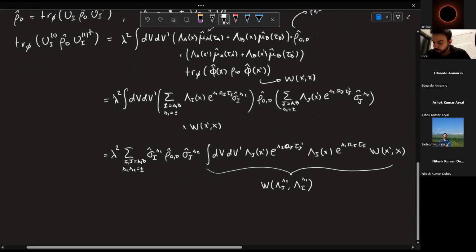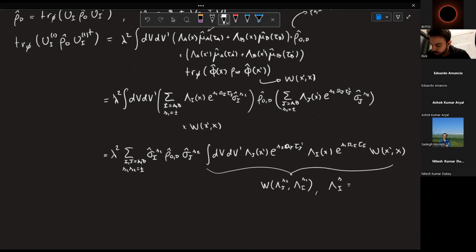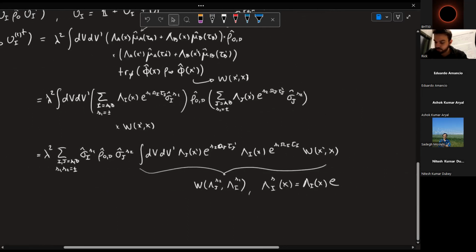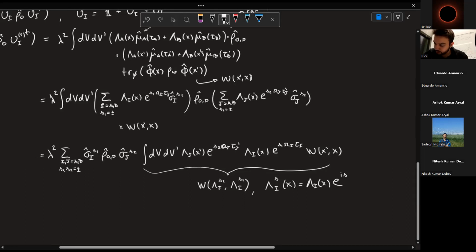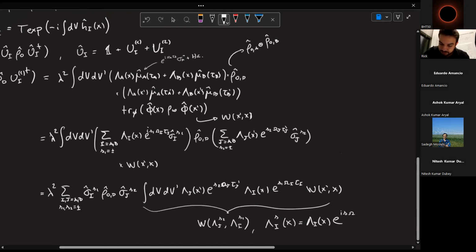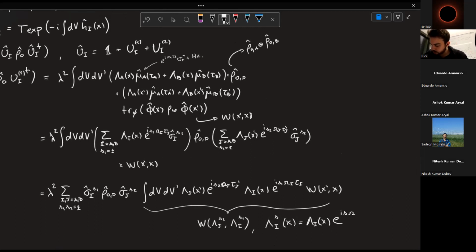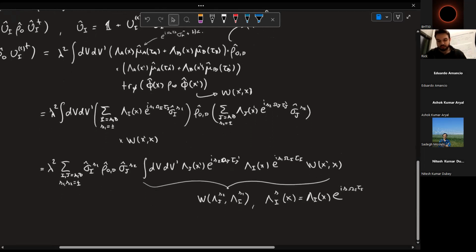So here I'm defining lambda_I^s of x. It's basically the lambda plus or minus that we had from yesterday, right? So this is lambda_I of x, and then you get the e to the i s. Oh yeah, I forgot some i's everywhere, right? There's an i in each one of these phases. So e to the i s omega_I tau_I. So this is the plus or minus, lambda plus or minus.